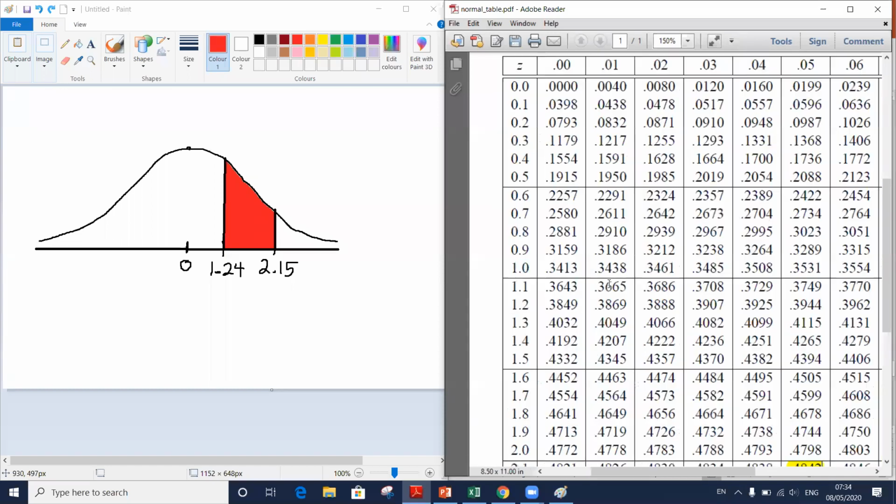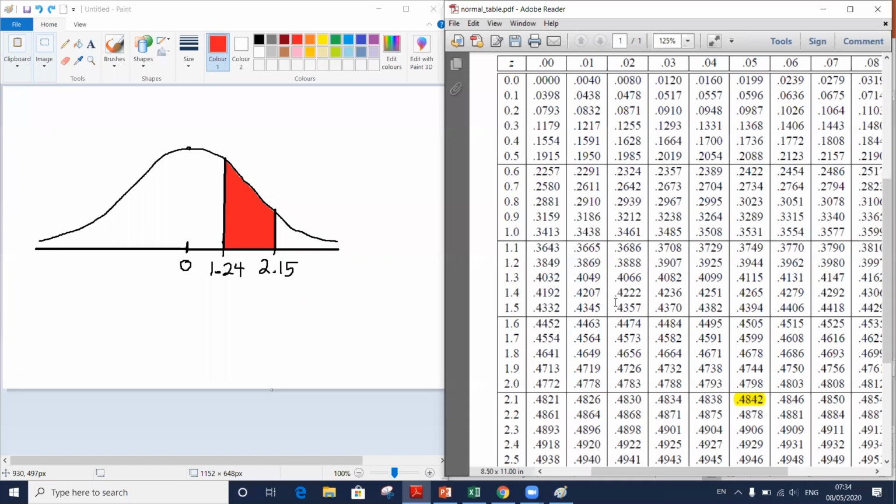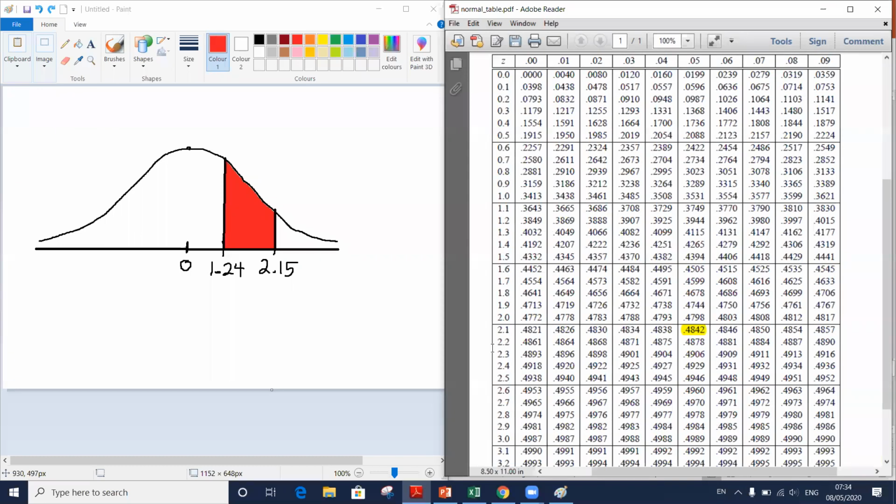This is the value, 2.15. What is the Z value for 2.15? 0.4842. When Z equals 2.15, the value is 0.4842. That is the meaning of this.